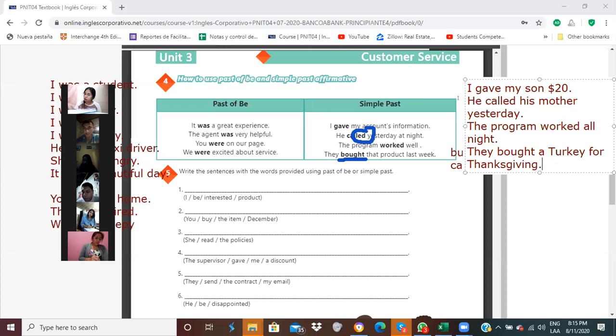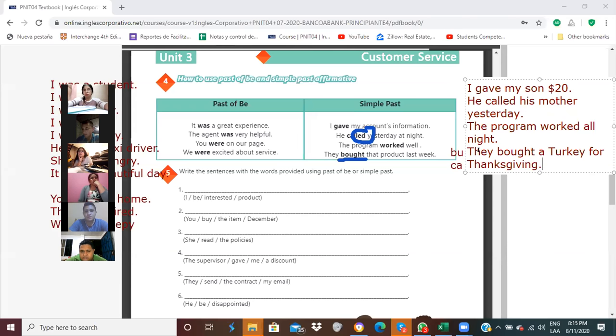Repeat, please. I gave my son $20. He called his mother yesterday. The program worked all night. They bought a turkey for Thanksgiving.